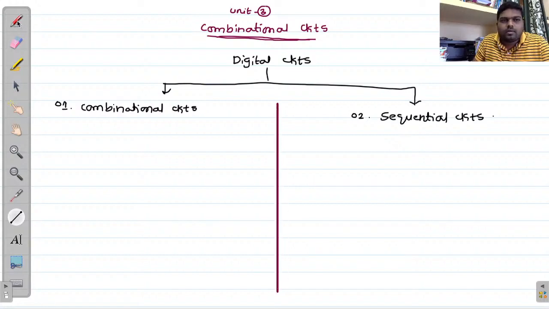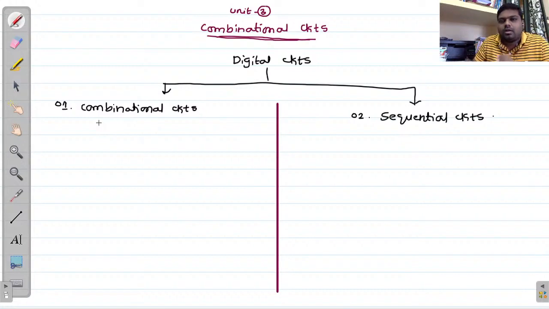So what is meant by combinational circuit? And what is meant by sequential circuit? We have three basic differences, and those are very important. In combinational circuits, the present output depends on present input only. The present output depends on present input.